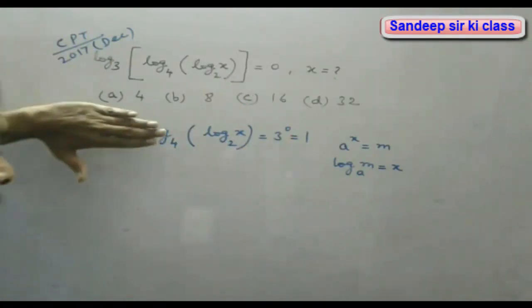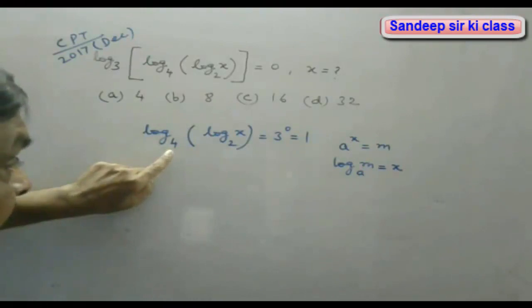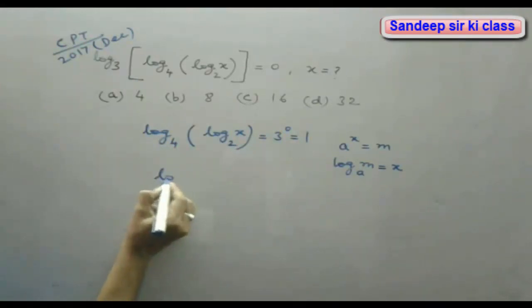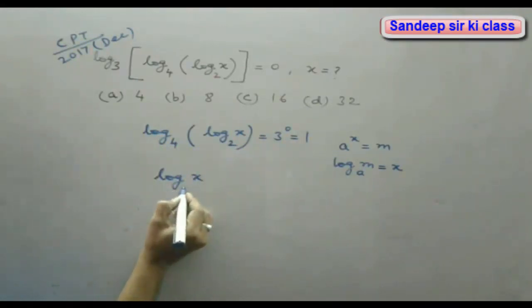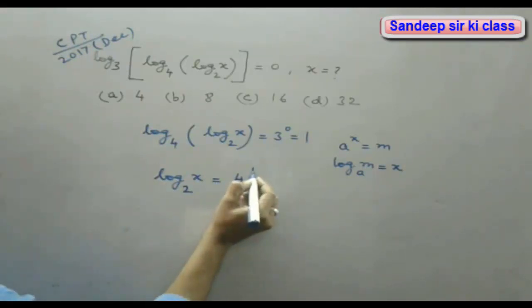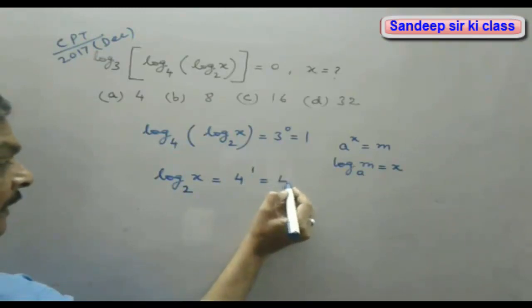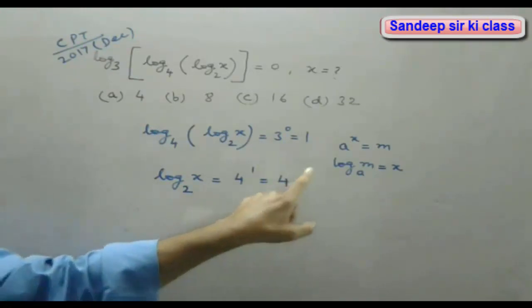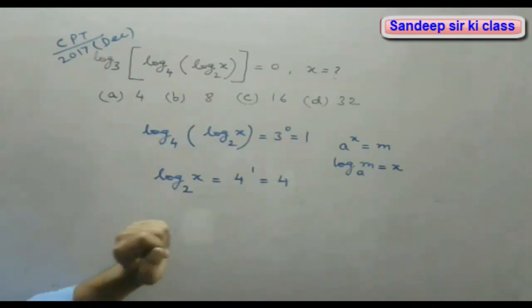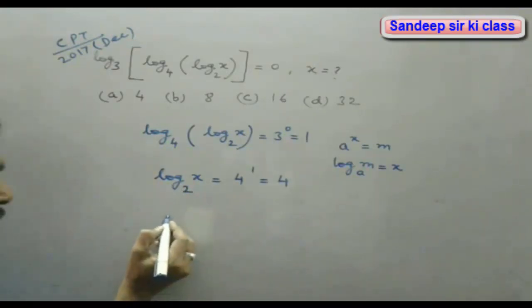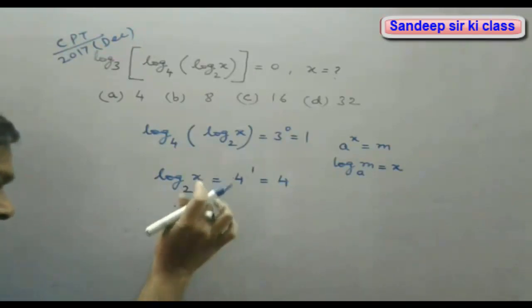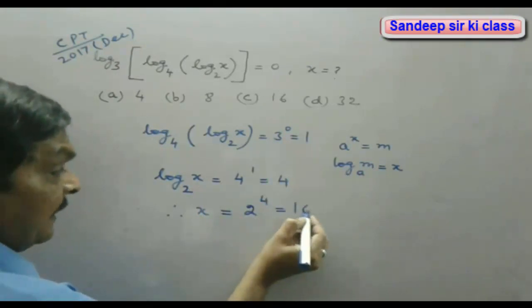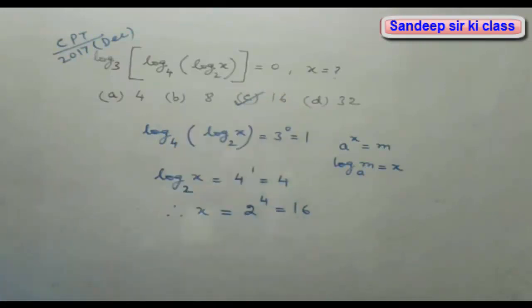Now again I wish to remove this log, so it will be 4 to the power 1. Hence the small bracket thing, that is log x to the base 2, is equal to 4 to the power 1, and we know that 4 to the power 1 is 4. Again I apply the definition of log formula. So here now a is 2 and the number is 4. So therefore x will be equal to 2 to the power 4. 2 to the power 4 means 16, and hence our option C is correct.